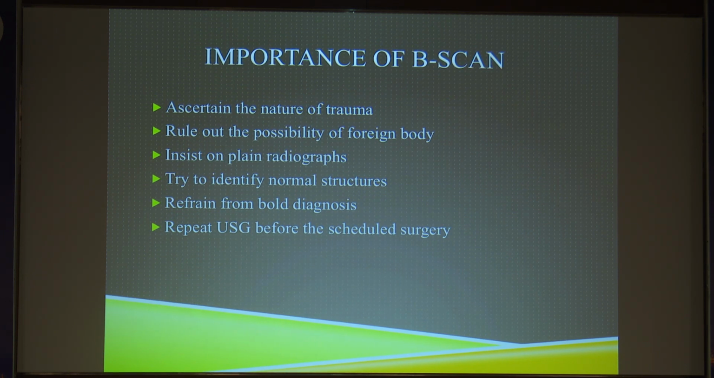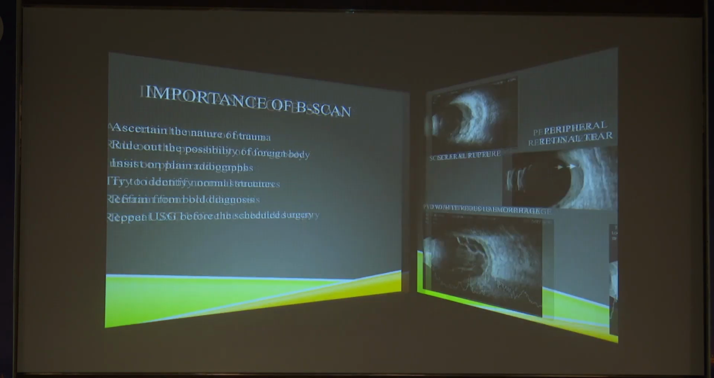The importance of B-scan, this is very important. B-scan will give you the nature of trauma. It will rule out the possibility of a foreign body. You can try to identify normal structures, and the most important part is that you should repeat a USG before you are planning the surgery for a patient. So for scheduled surgery, successive B-scans will help you to see the patient and go ahead with your treatment plans.